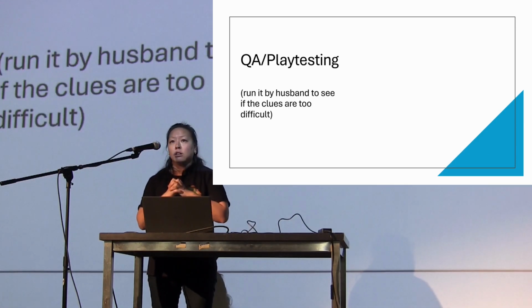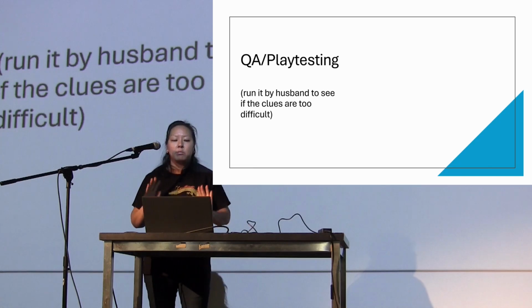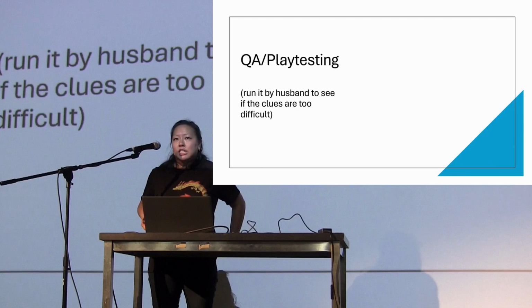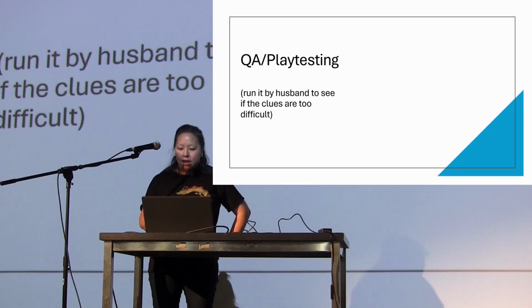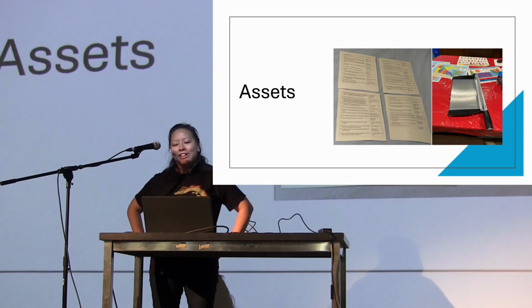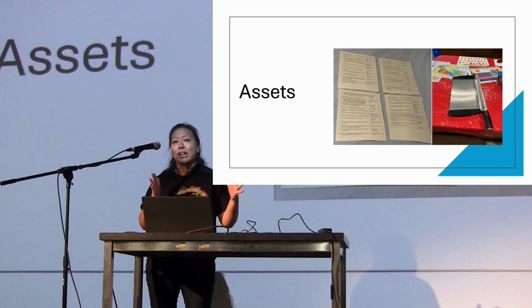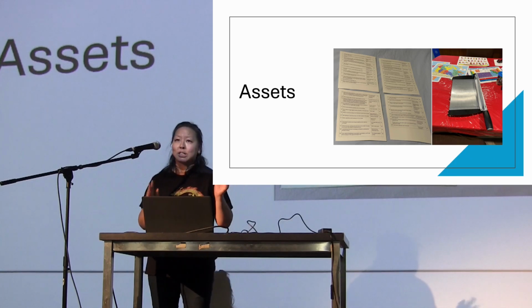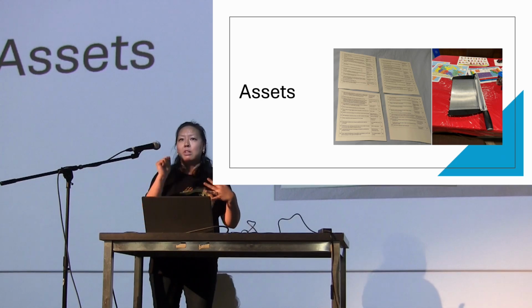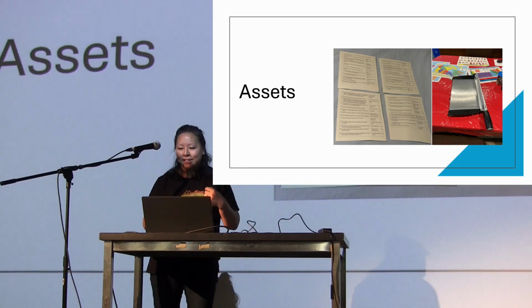Okay, so there was a bit of QA, play testing going on. It was really just sending it to my husband to see if it was okay, and yeah, it's fine. So my assets were these sheets, and then I used my $20 paper cutter that I picked up at Costco years ago. And the engine was me running around taping things to the places.